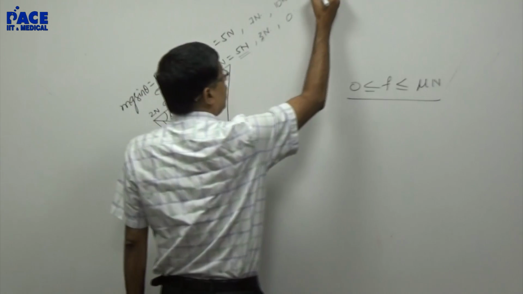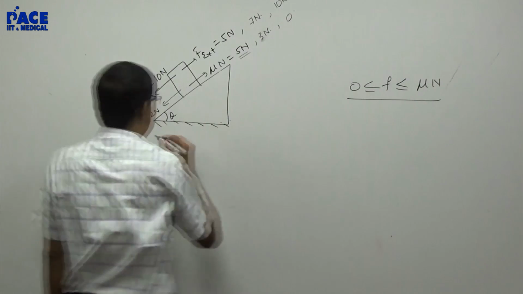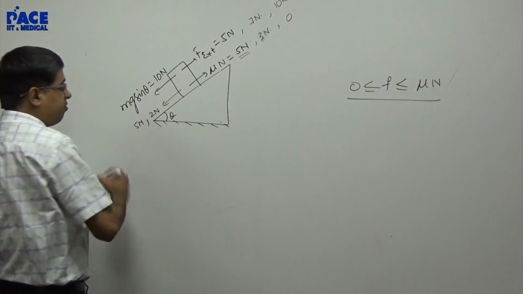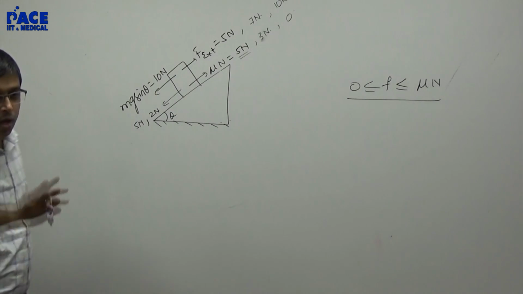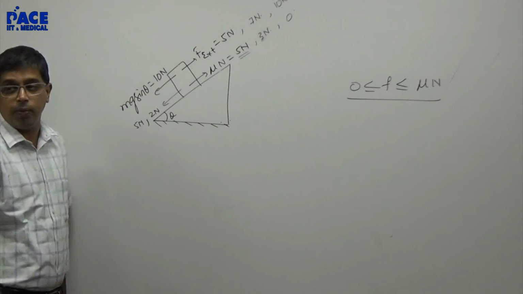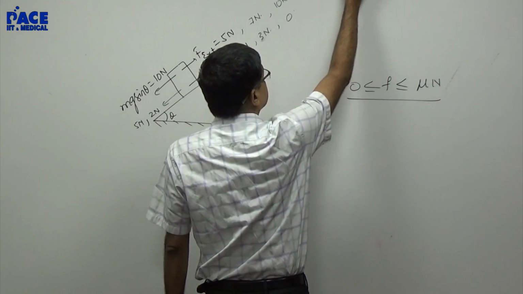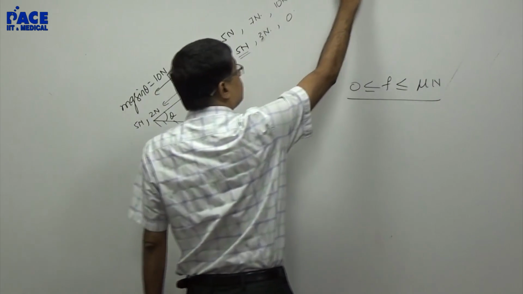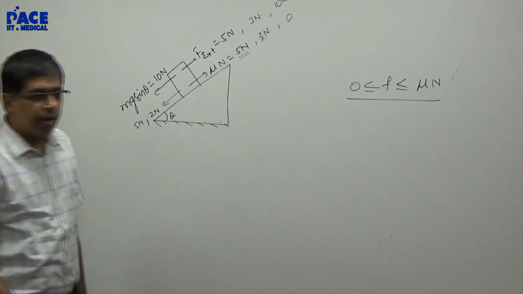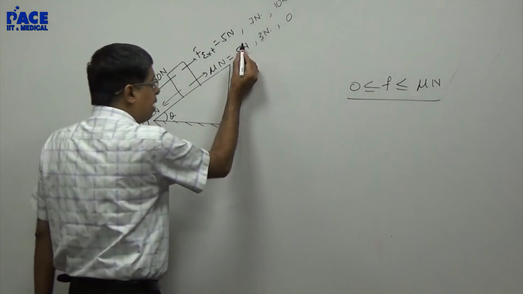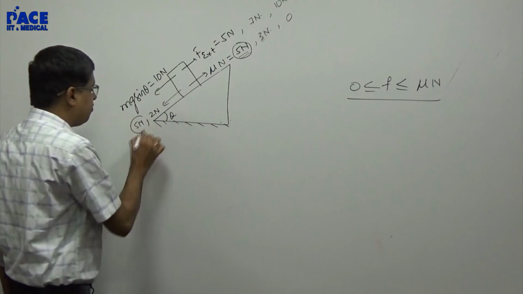Now make it 15 Newton. Friction will raise to 5 Newton to keep the block at rest. Beyond which friction is helpless. I make it beyond 15 Newton anything, the block will start accelerating upwards. The maximum that friction can help me is with this 5 Newton.